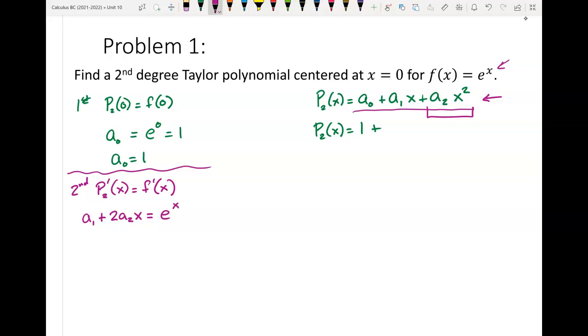All right, now we are going to plug in 0. If I plug in 0, that'd be a sub 1 plus 2 times a sub 2 times 0 equals e to the 0. So what do we have? A sub 1 equals 1. All right, so I can continue building my Taylor polynomial. That's going to be 1x.